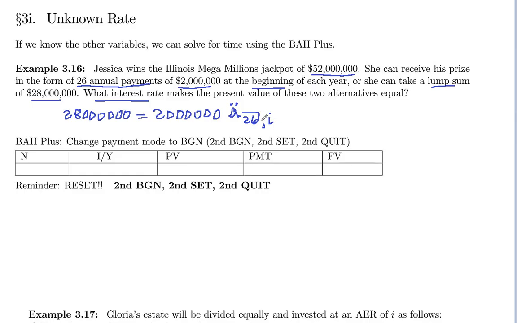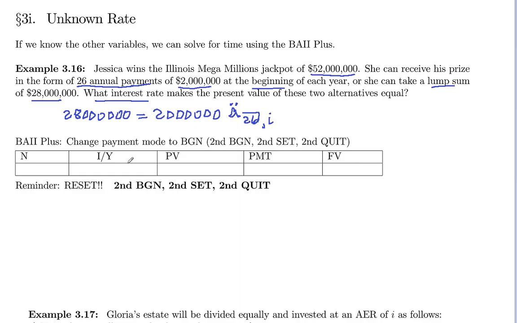That's more work than using the TVM keys. So I won't go through this. You remember the formula there is 1 minus v to the n over d, and then you can use the formulas to substitute d for i. So you can solve for d, and then you can use formulas to transform d to i.